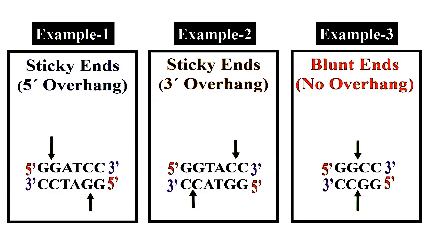This slide shows the cleavage mechanisms of restriction enzymes. The first example refers to sticky ends with 5' overhang, while the second example refers to sticky ends with 3' overhang, whereas the third example refers to blunt ends without overhang.